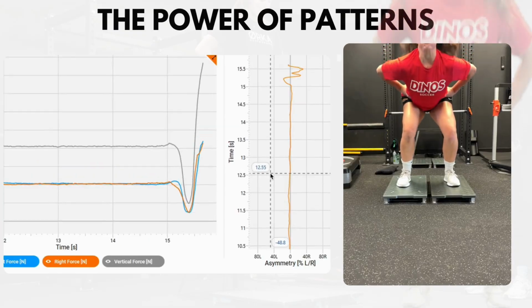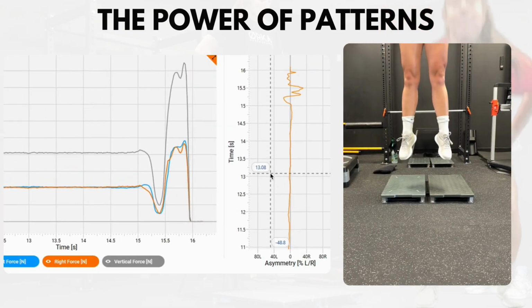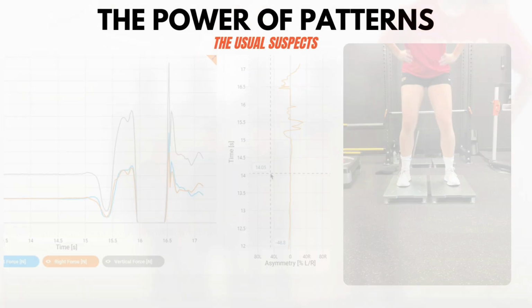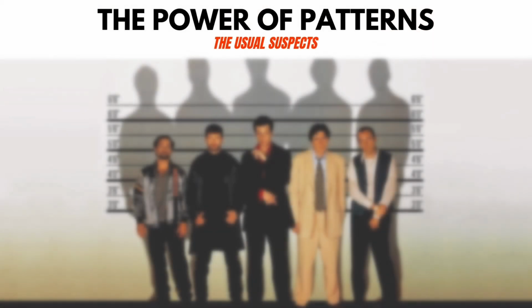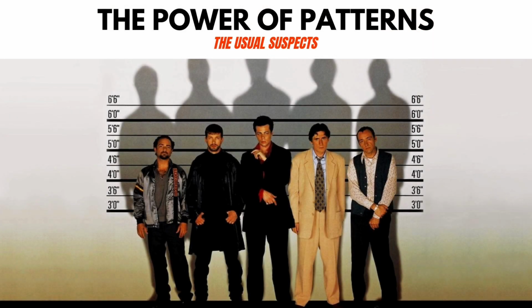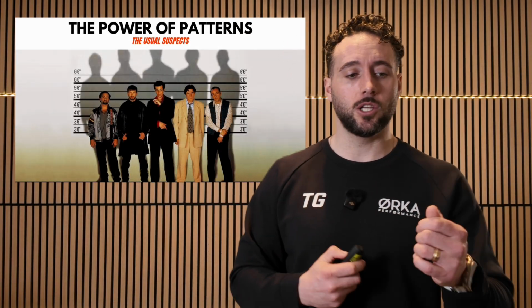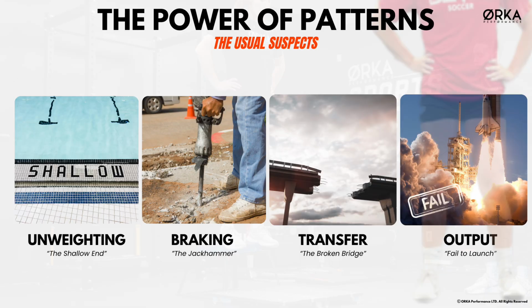So when it comes to force time curve characteristics, there's going to be these repeatable themes or phenotypes that start to come up. And these phenotypes really are meant to reduce the noise. They're not meant as a protocol or to replace clinical reasoning. Right? So we're going to take a look at the shallow end, the jackhammer, the broken bridge, and fail to launch.